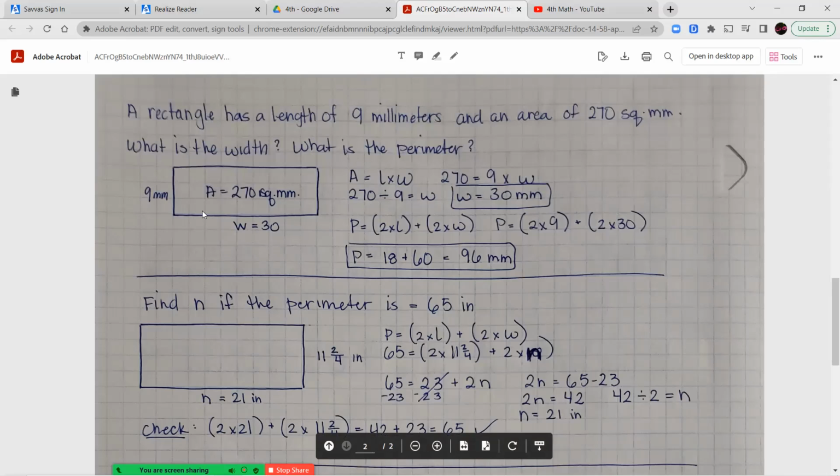Now that I have the length and the width, I can use that information to find the perimeter. So remember, the perimeter is the distance all the way around the shape. So we're going to do the 9 plus the 30 plus the 9 plus the 30, or we could do the 2 times the 9 plus the 2 times the 30, which will give us 18 plus 60, which equals 96 millimeters is the perimeter around this shape.